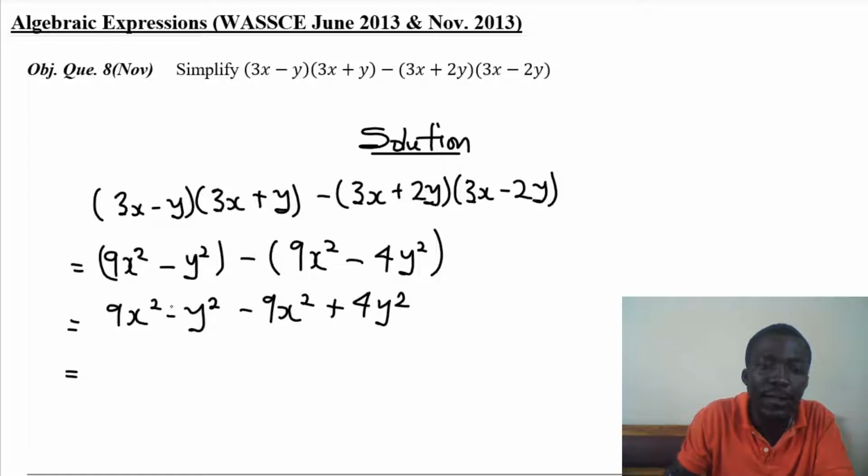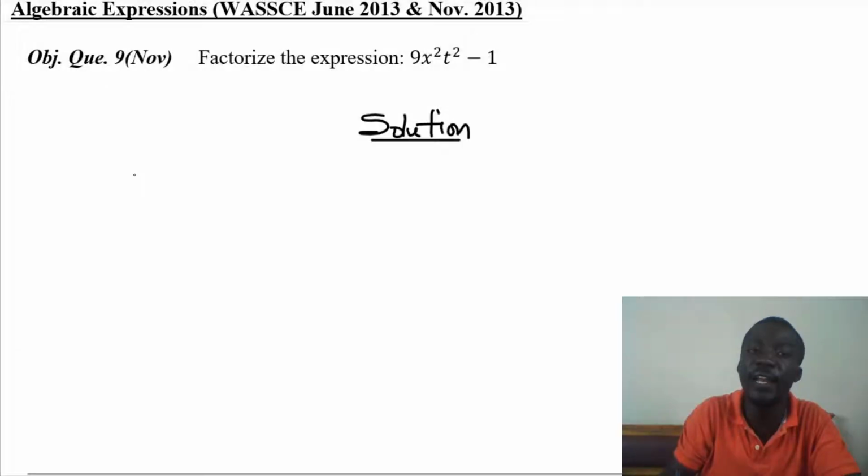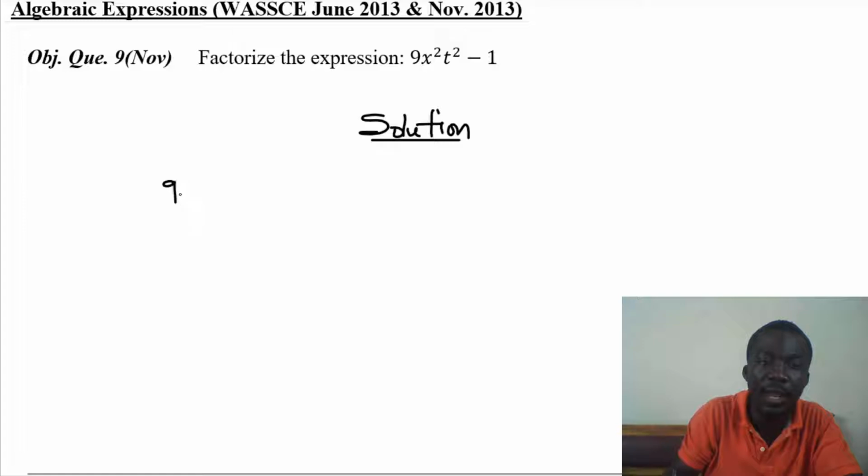Then 9x squared can cancel negative 9x squared, leaving negative y squared plus 4y squared. So negative y squared plus 4y squared, we are going to get 3y squared, and that will be our final result. In objective question 9 November, we are to factorize the expression 9x squared t squared minus 1.